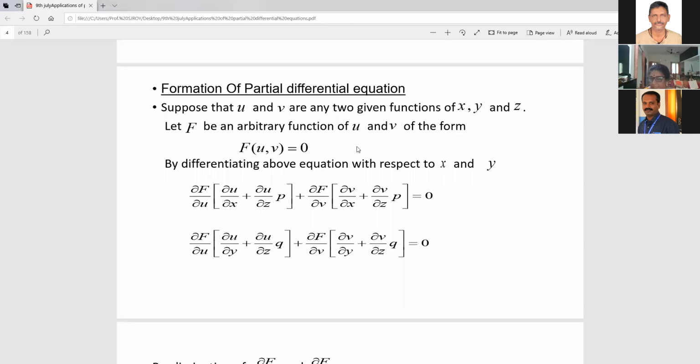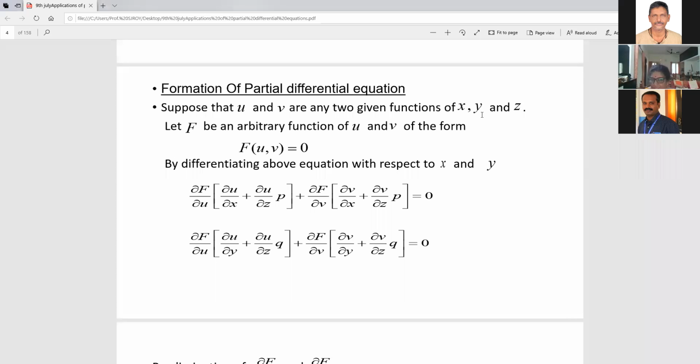I have just given some formation of PDEs, and then I have also introduced Lagrange's linear equation, and I have discussed some solutions, and how to solve all those things. I am going with the same syllabus, whatever you have in the BE. So I think it may be useful. So let me start with the formation of partial differential equation.